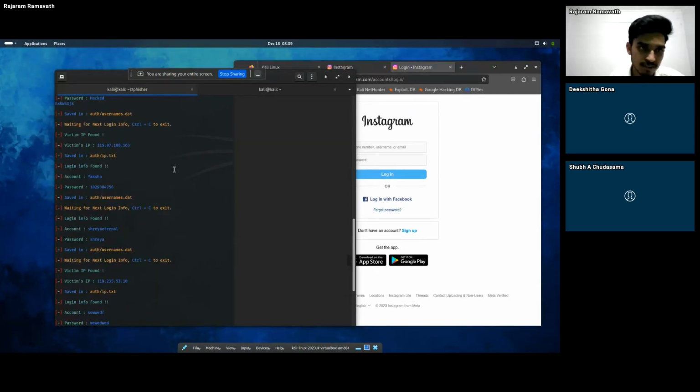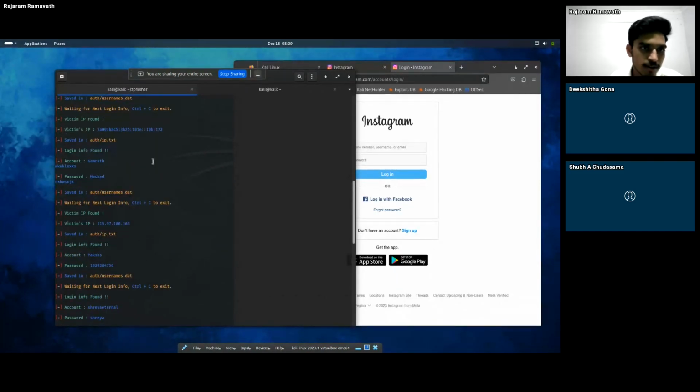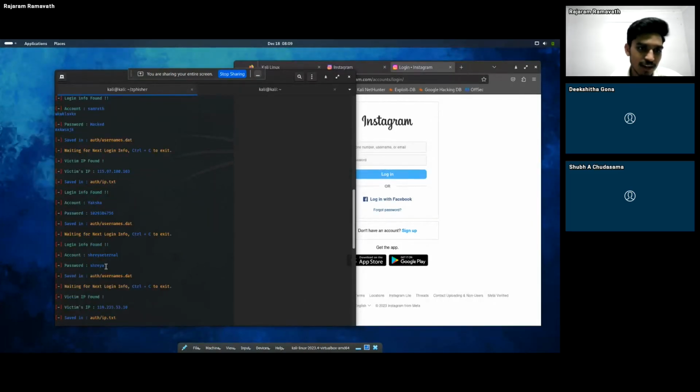I feel like these are all fake passwords, so I'm showing all these to you guys. Here we can see the account of Samrat hacked. Password is hacked. That's nice. And here we can see another victim's IP, 115.97.180. Here we can see his account, the username is Yaksha and the password is some number, and Shreya, Eternal Shreya, password.